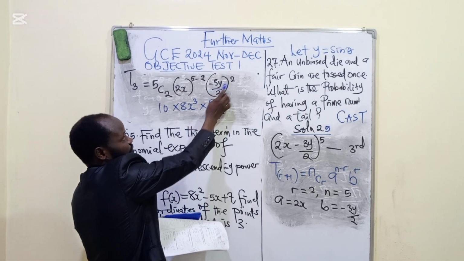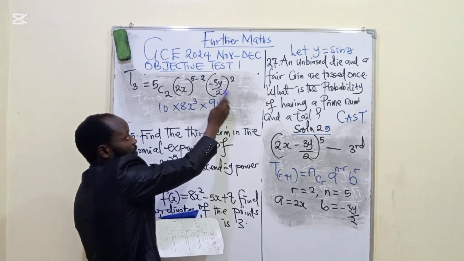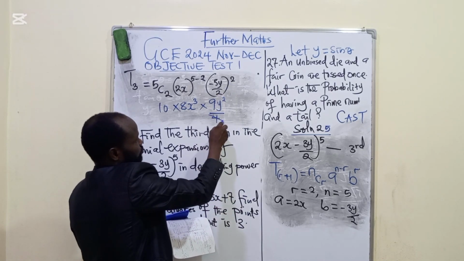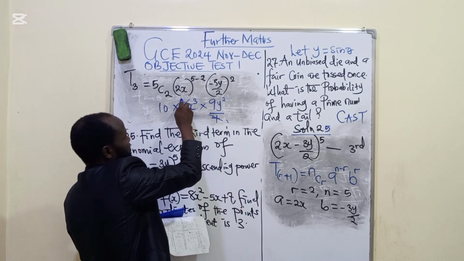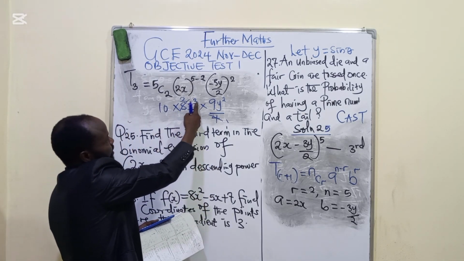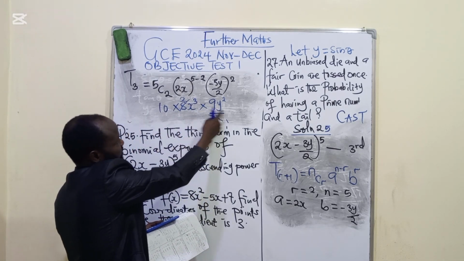Let me repeat it again. Minus 3y squared will be 9y squared, because minus times minus is positive. Then 2 squared is 4. So we can reduce this 4 here, 1. 4 into 8 is 2. So at the end of the day, we'll have 2x cubed times 10 times 9y squared.